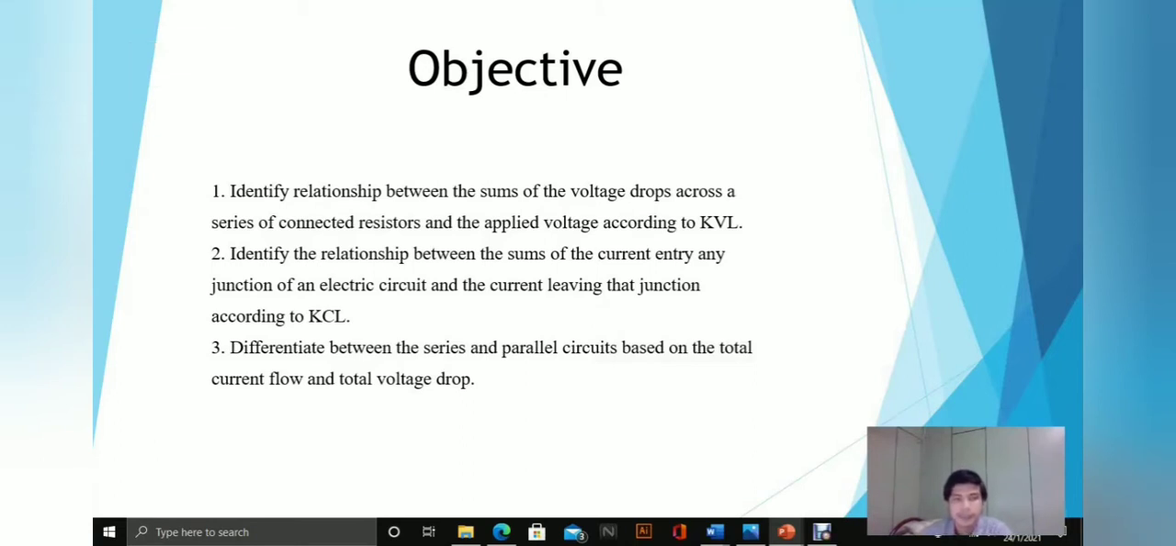Assalamualaikum. So, the objective of this lab is, first, to identify the relationship between the sum of the voltage drops across a series of connected resistors and the applied voltage according to KVL. Second, to identify the relationship between the sum of the currents entering any junction of an electric circuit and the current leaving that junction according to KCL. Third, to differentiate between series and parallel circuits based on the total current flow and total voltage drop.